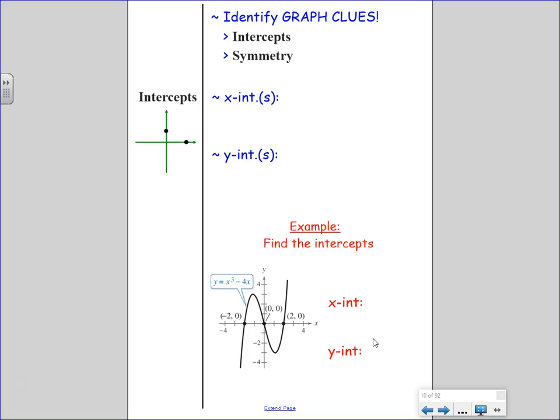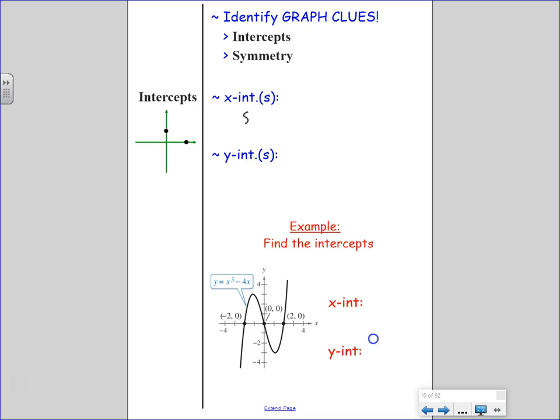But after we talk about tables, we can also say, well, hold on, wait a minute. For any function, we should at least try to find some of the different key characteristics, like, number one, intercepts. What does intercept sound like? X-intercepts are the points at which any function intersects the x-axis. The y-intercept is the point at which the function crosses through the y-axis.